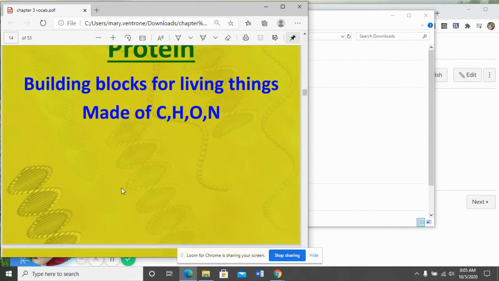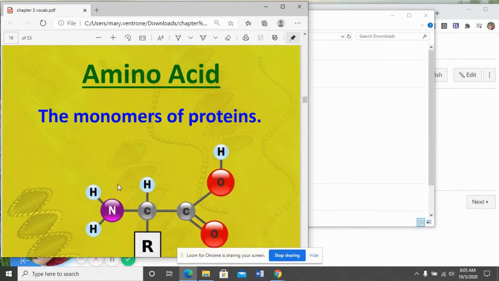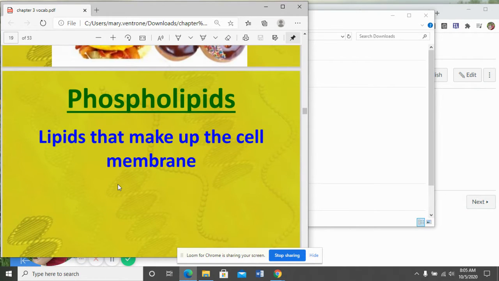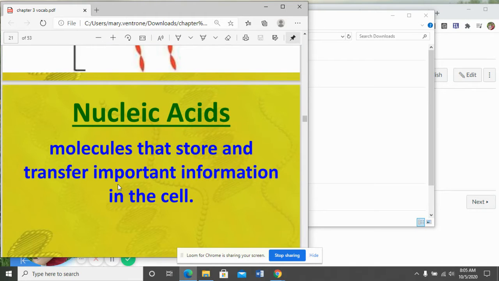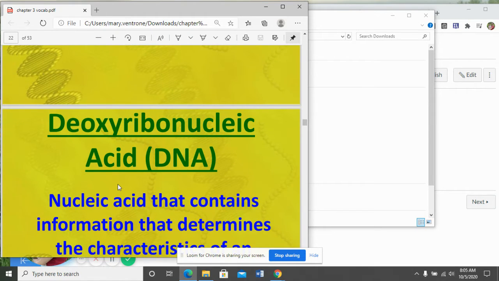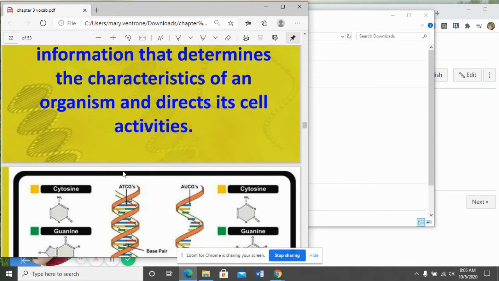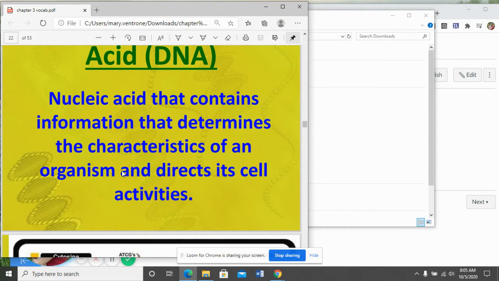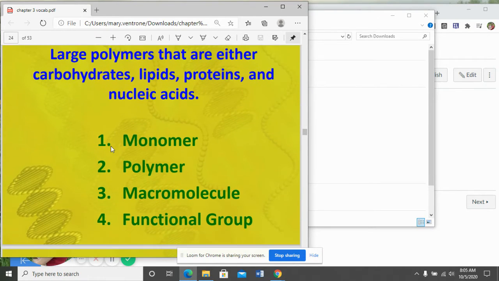Protein is the building blocks for living things. Amino acid, these are the monomers of proteins. Lipids are long-term energy. Phospholipids are lipids that make up the cell membrane. Nucleic acids are molecules that store and transport important information. And DNA is going to be a nucleic acid that contains important information that determines characteristics. It doesn't contain characteristics. And then this is that little game.